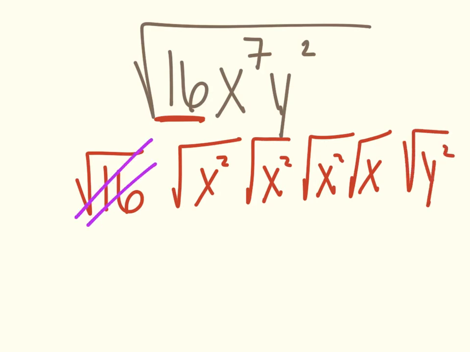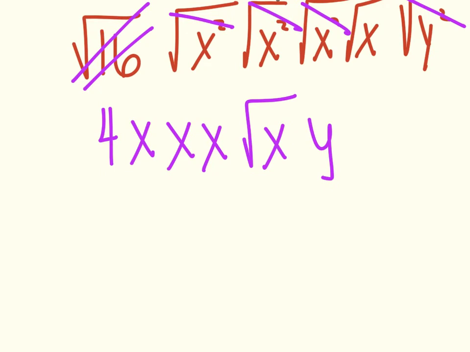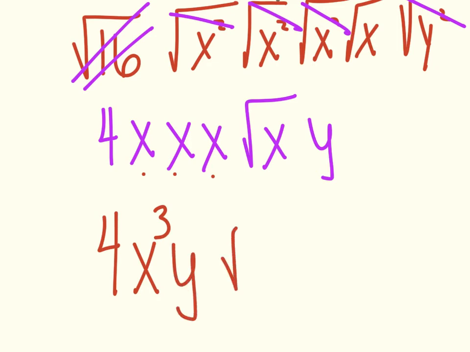Okay, and now we'll simplify. I know the square root of 16 is the number 4. Square and the square root cancel. Square and the square root cancel. Square and the square root cancel. Left with one radical x, those cancel, and I'm left with a y. So anytime they cancel, they come outside of the radical. So my final answer is x times x times x is x cubed, have a y, and then a plain old radical x.